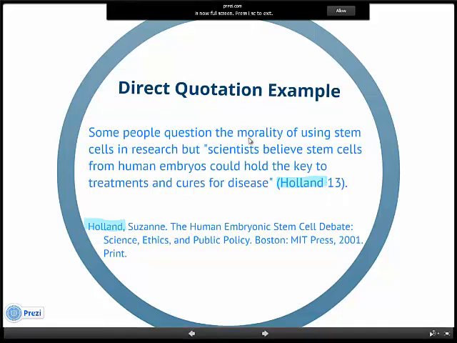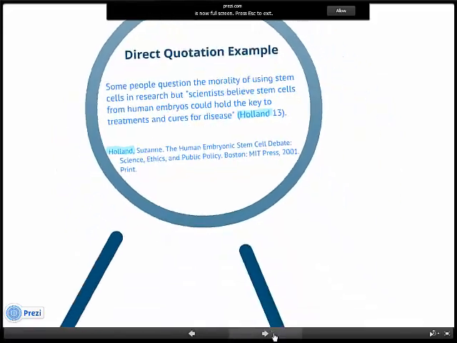Also notice that there is an introduction or at least a section of the sentence that's in your own words, and then there are also quotation marks around the source.